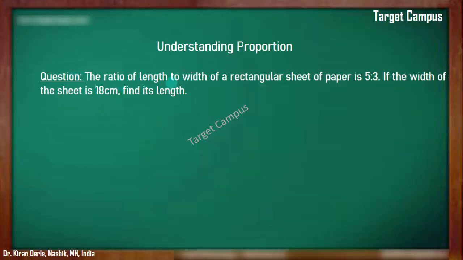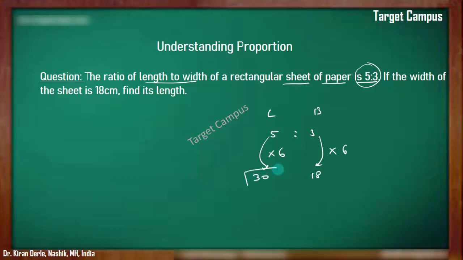The ratio of length to width of a rectangular sheet of paper is 5:3. Length and breadth, right? So the ratio of length to width is 5:3. This is length and this is breadth. If the width of the sheet is 18, find the length. So this 3 has got multiplied by 6, so this will also get multiplied by 6. The length is 30, right? This is a simple ratio thing we are doing here.